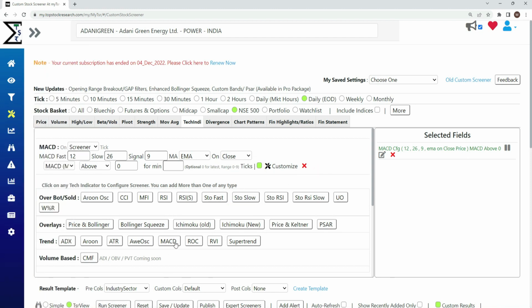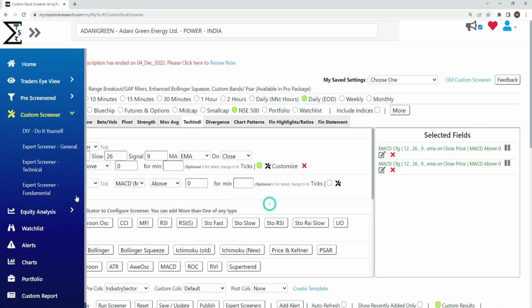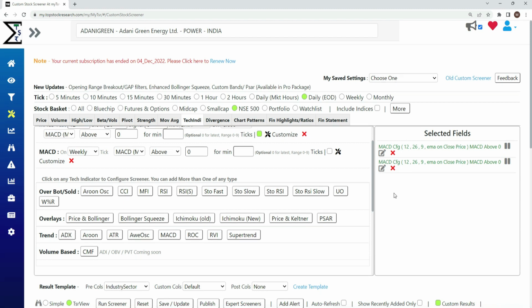Similar to what we have seen in RSI. If you have missed the RSI, you can look at RSI above 0 on a daily tick. At the same time, on the same screener, if you want to add an AND condition, you can do above 0 on weekly also. And similarly, you can add any other tick of your choice. I'm just trying to keep it simple to illustrate this particular thing.